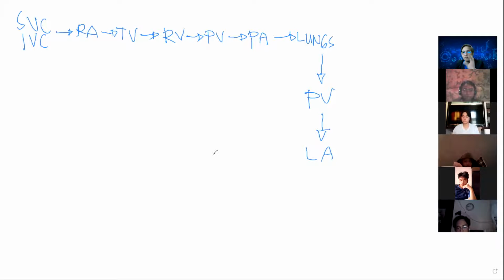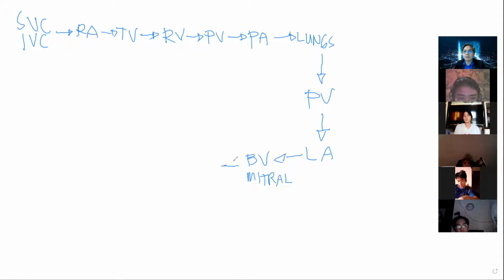Okay. Now the oxygenated blood is in the left atrium. Right? From the left atrium, this should not have a backflow. So to prevent a backflow, we have what valve? Bicuspid valve or mitral valve. So this is now to prevent the backflow from the left atrium going to the left ventricle.